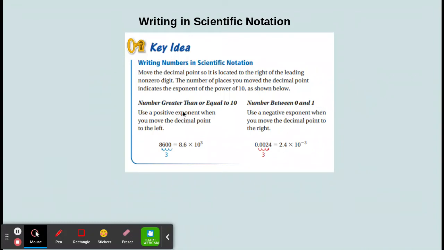So again, writing in scientific notation, we have a power of 10, or an exponent, that is positive if our number is greater than or equal to 10. For instance, here our b is a positive 3, because our number here is greater than or equal to 10. If the number is between 0 and 1, then our exponent has to be negative.